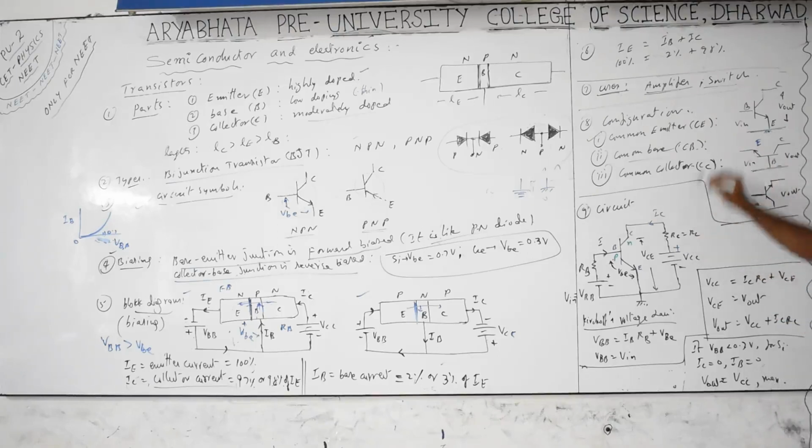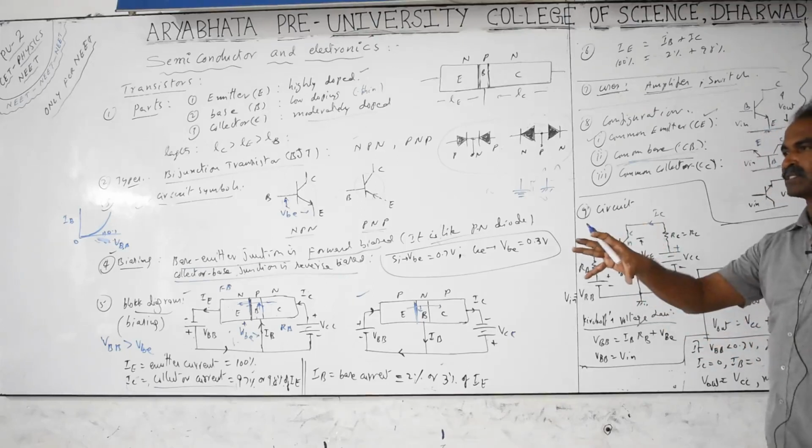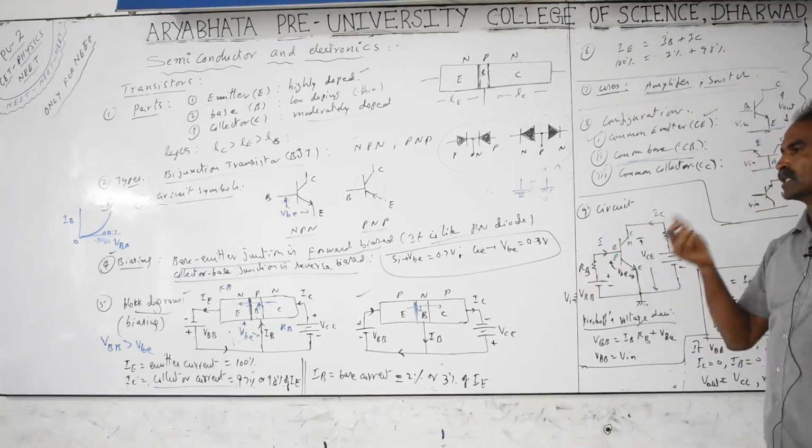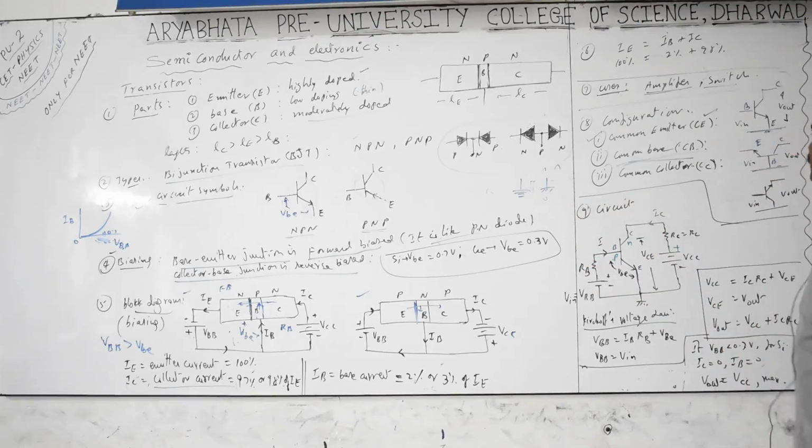The most widely used connection is the common emitter configuration. The common base is only for matching the resistances between two electronic devices, such as transducers. Transducers convert one type of energy into another type of energy, like a speaker to an amplifier circuit or a mic to an amplifier circuit. The resistances do not match. When resistance matches, maximum power transfer is possible. So for that purpose, we take the help of the common base configuration.